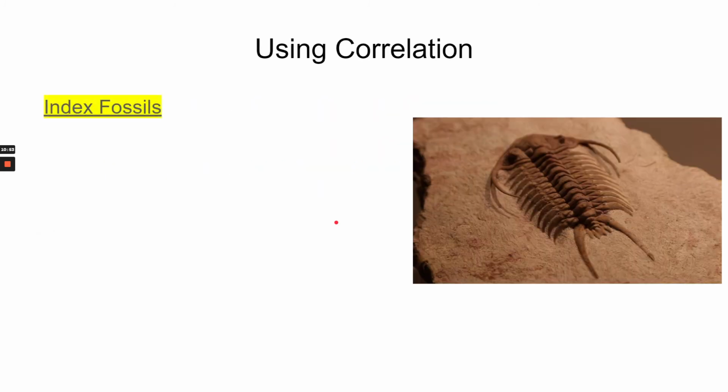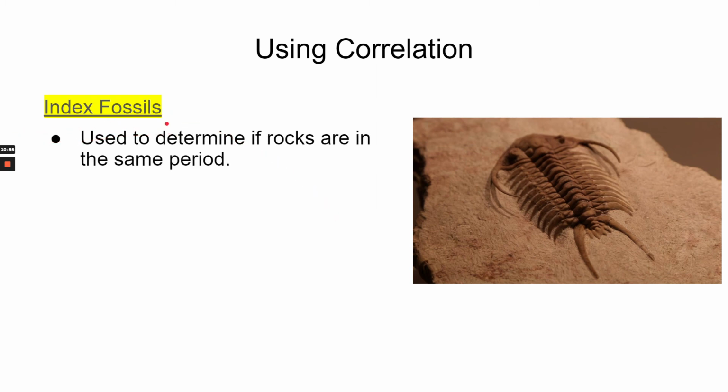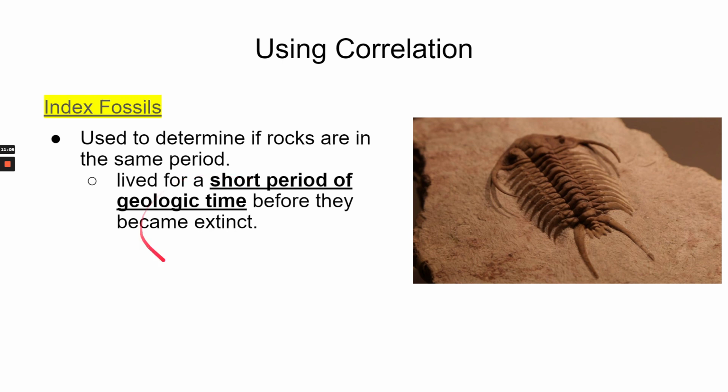Another way we can use correlation is through something called index fossils. Now, these are very special fossils that are used to determine if rocks were formed during the same time period. What we want to know about index fossils is that they lived for a short period of geologic time, so not a lot of layers. They wouldn't be in a lot of layers, but they existed over a large area. So if you're looking for an index fossil, you want to look for something that's only in one or two layers or strata, but exists across distances.